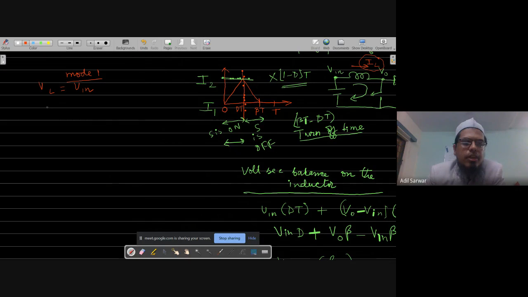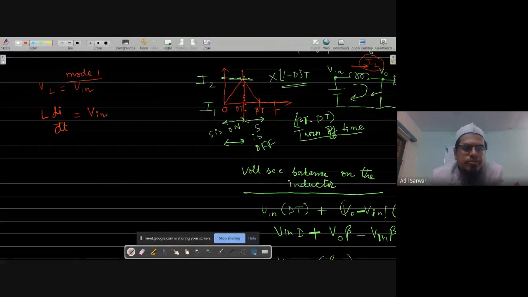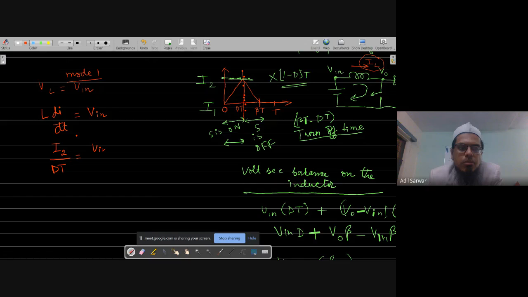And VL is L di by dt, and this is equal to V in. Di is the change in current, which is I2, because I2 minus I1 is I2, I1 is 0, divided by dt, and this is equal to V in by L. So I2 will be equal to V in, which is 50, times T, D is 0.4, and T frequency.